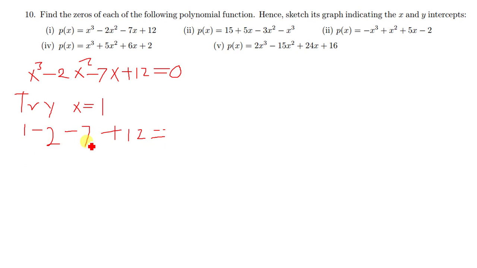So when you add this, is it possible for us to get a 0? Of course not. So we quickly do this.